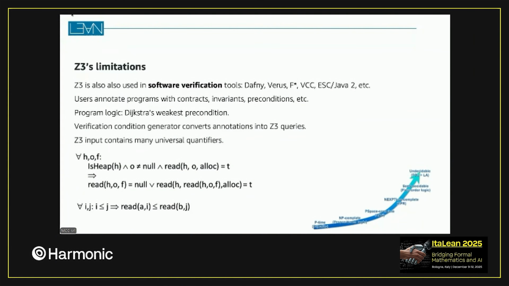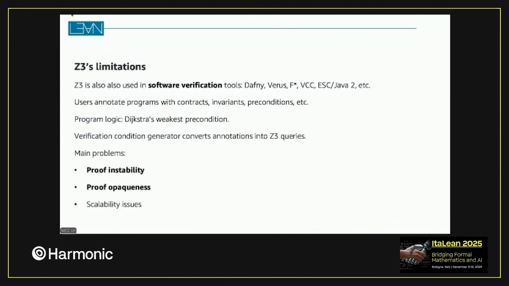And because in this case you have universal quantifiers, instead of being on the bottom of the ladder, you're on the top of the ladder, right? You are in an undecidable fragment and your solver has to use heuristics. And by using heuristics, we have two phenomena that people observed. For simple problems, it's great. It's fully push-button technology. But when it's not a trivial problem, you get proof instability.